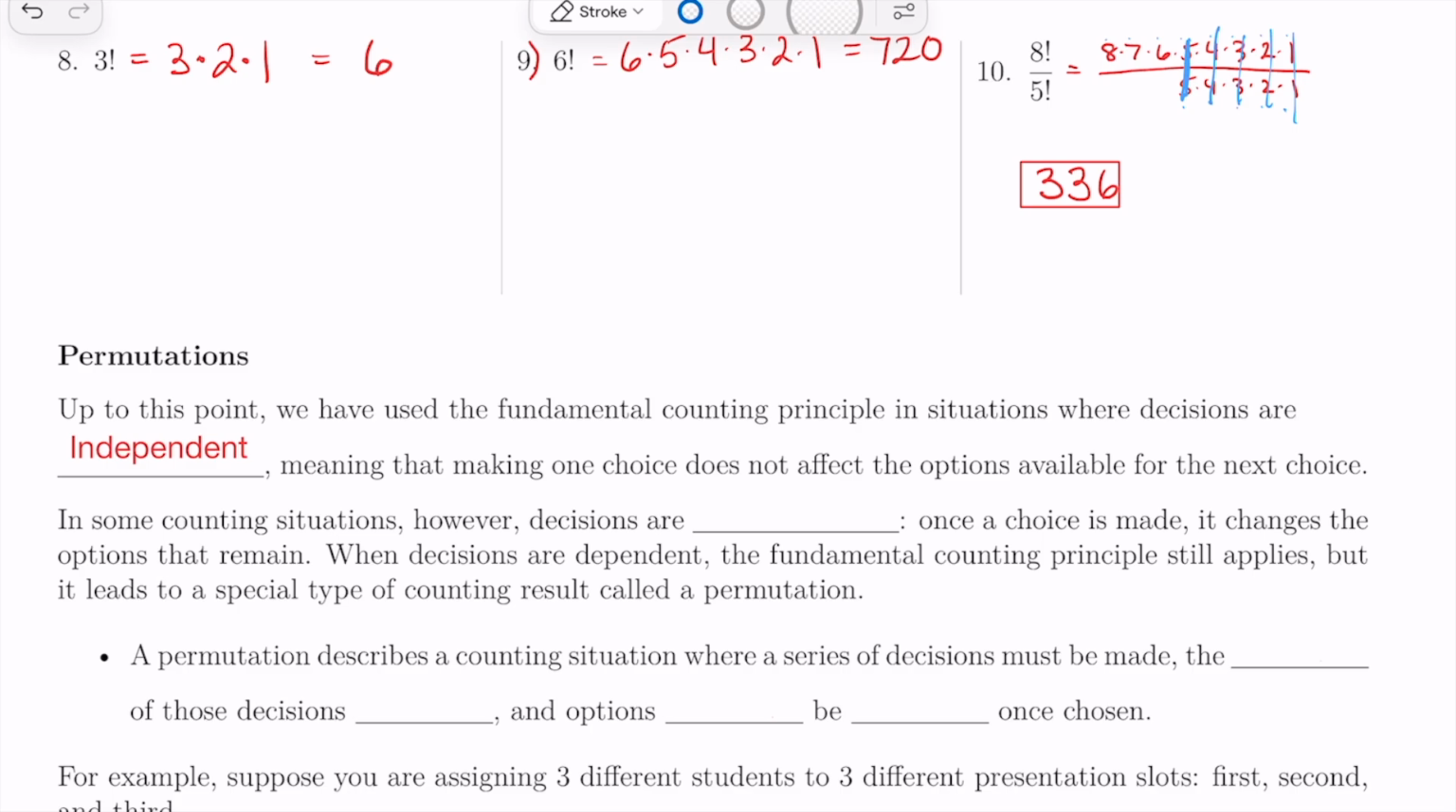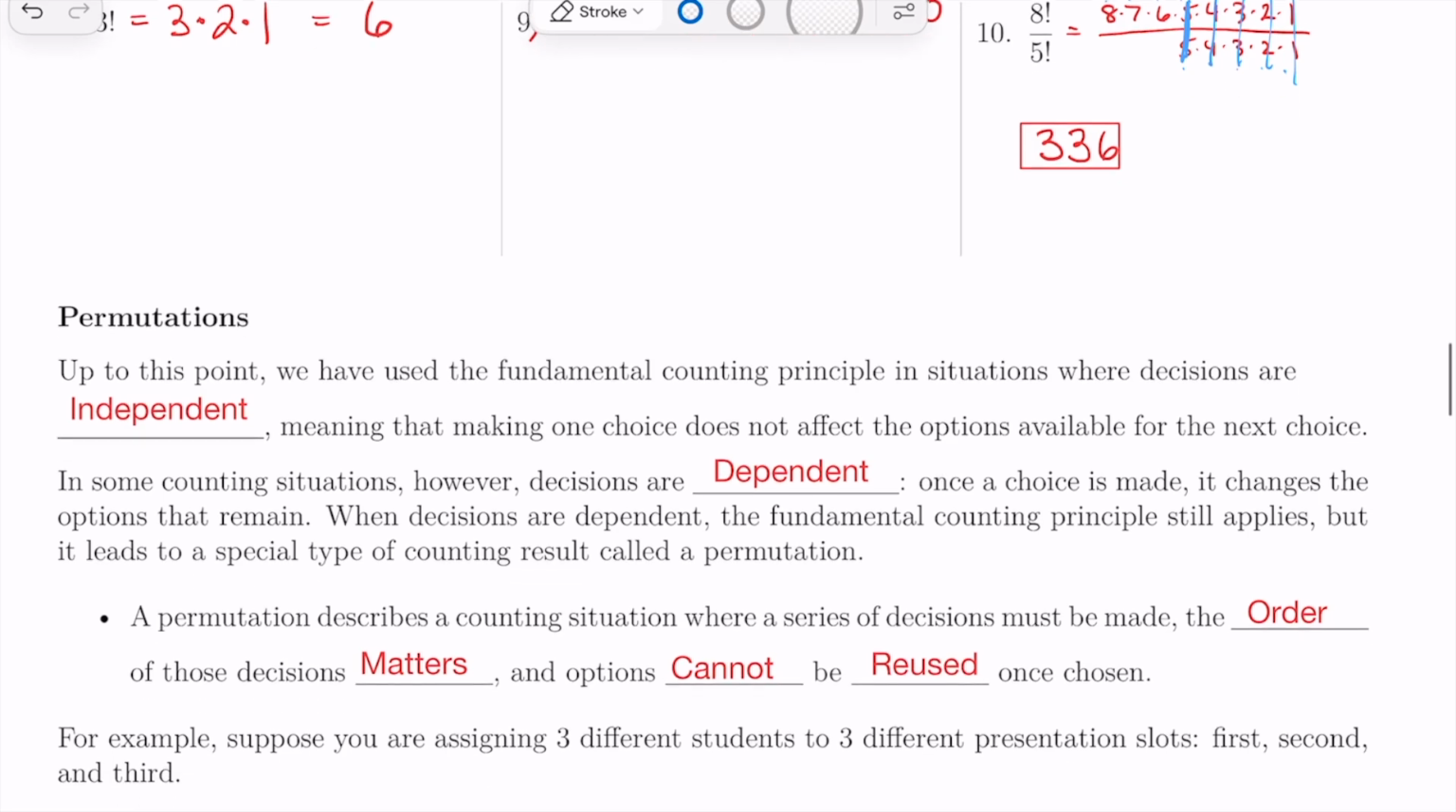Well, in some counting situations, however, decisions are dependent, meaning that once a choice is made, it changes the options that remain. When decisions are dependent, the fundamental counting principle still applies, but it leads to a special type of counting result called a permutation. Permutation describes a situation where a series of decisions must be made, and the order of those decisions matters, and the options cannot be reused once you use them.